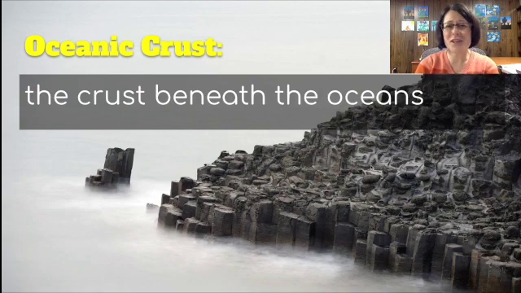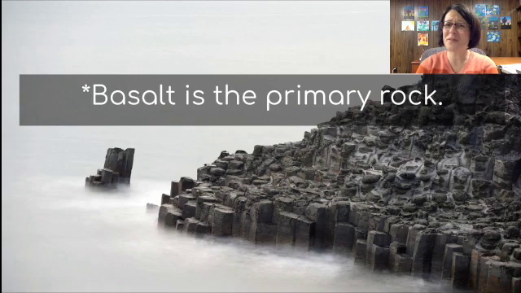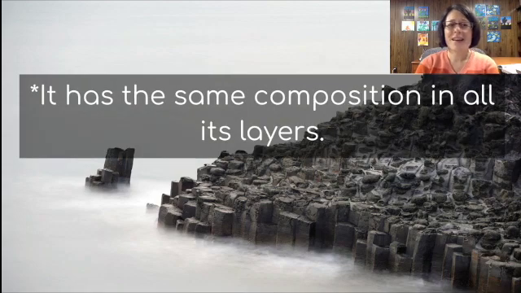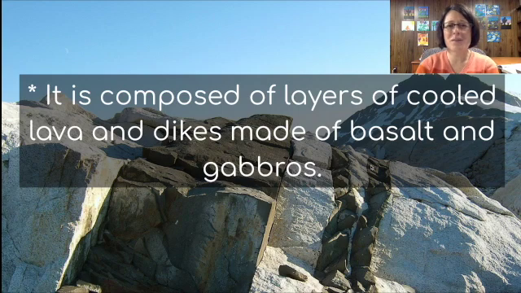There's also the oceanic crust, which is very different from the continental crust. This is the crust beneath the oceans. Now, as opposed to being made of granite, the oceanic crust tends to be made of basalt. That is the primary rock. It has the same composition in all its layers. And it is composed of layers of cooled lava and dikes made of basalt and gabbros.